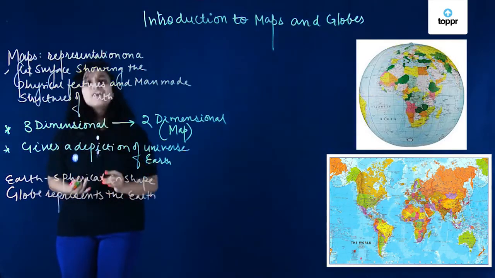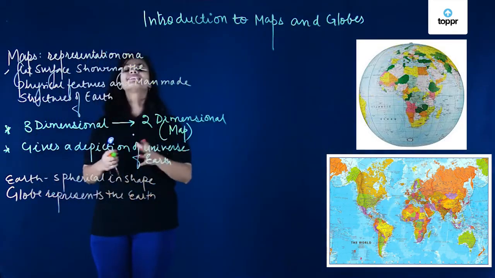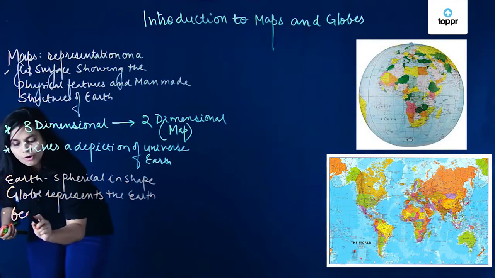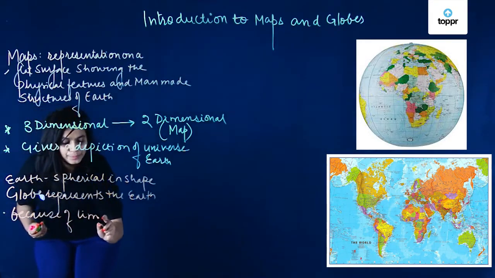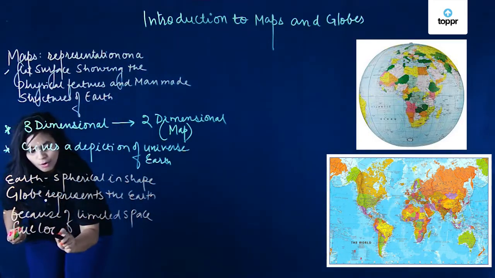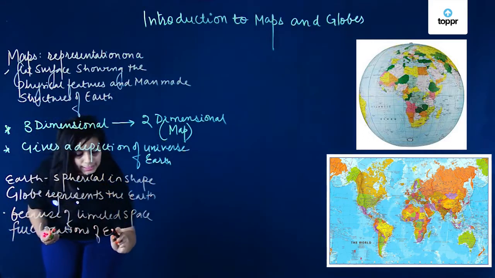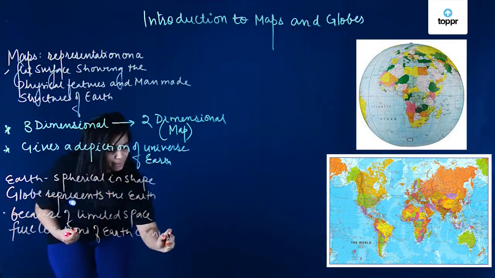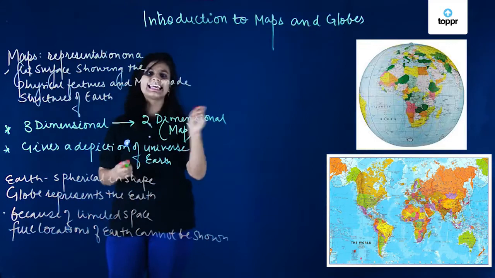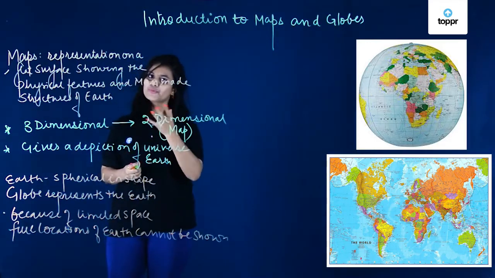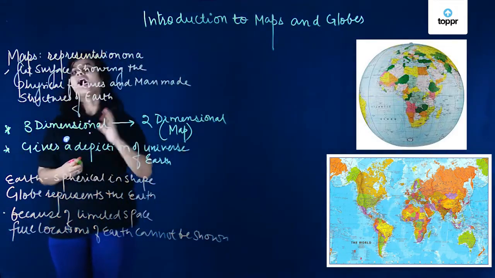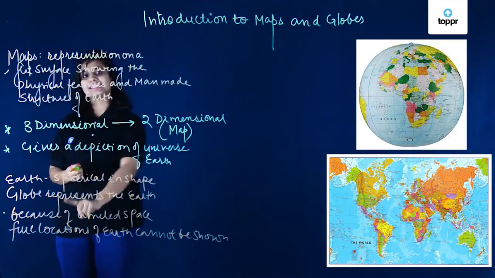It gives us a vague idea about the earth, right? Obviously a globe cannot represent everything because of limited space. Because of limited space, the full locations of earth cannot be shown. Right, student? You know why? Because you can't show each and every detail. It's impossible. You have seen a globe, you have seen a map. It's impossible to show every detail, but a representation, an idea of location, places, structures is given by the globe.